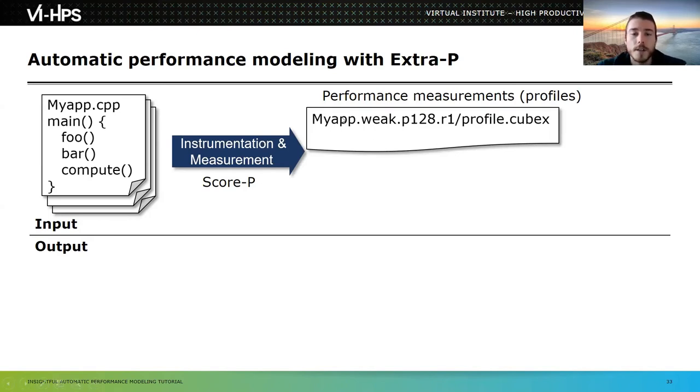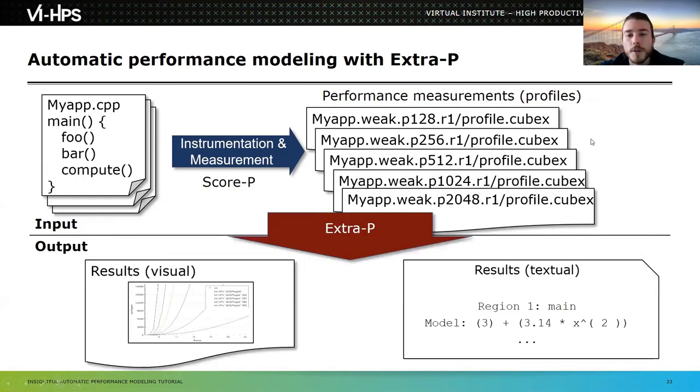As you can see here, usually you will have the name of your application, and then maybe you want to name it something like weak or strong so that you can remember that you conducted weak scaling experiments, for example. And then we have the parameter, for example, the number of processes and its value, so 128 in this case, and then r and the repetition number.